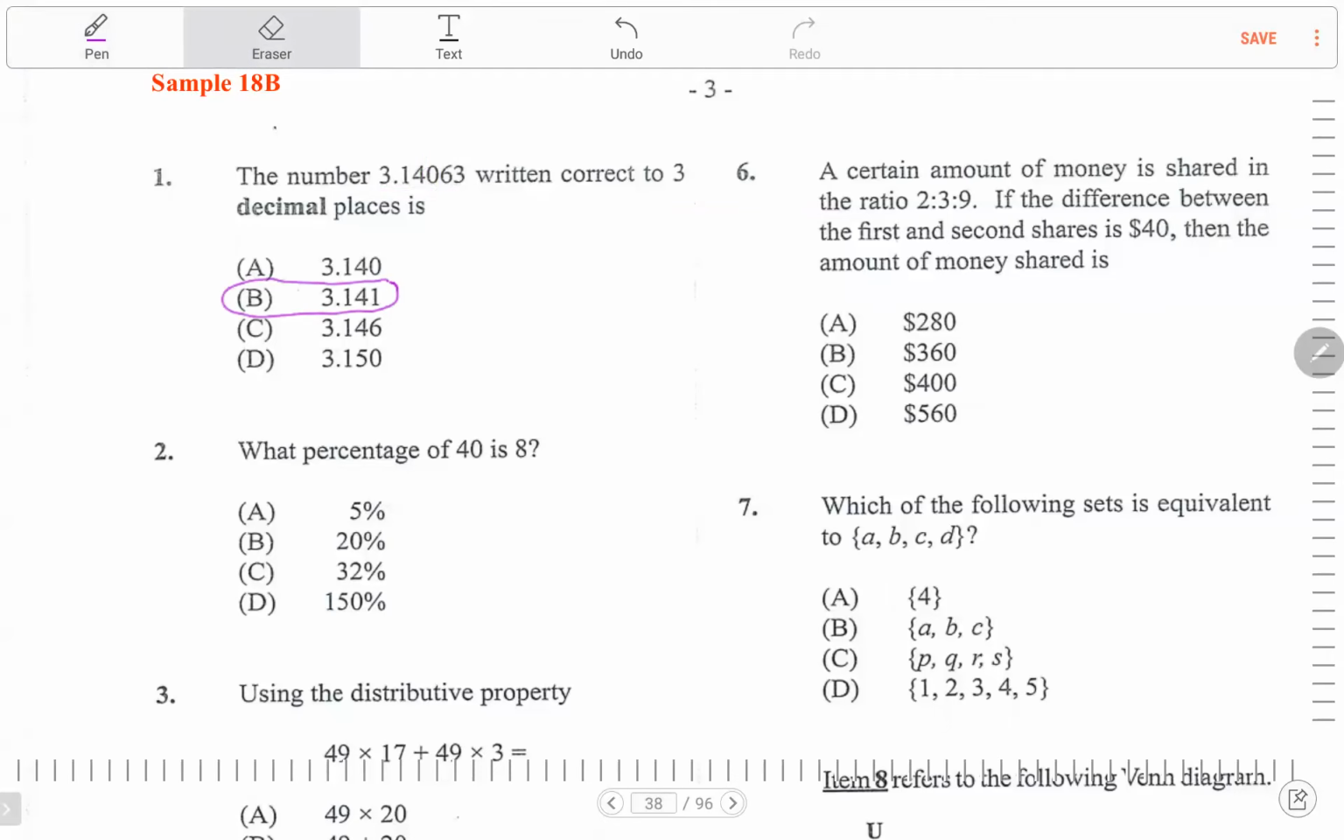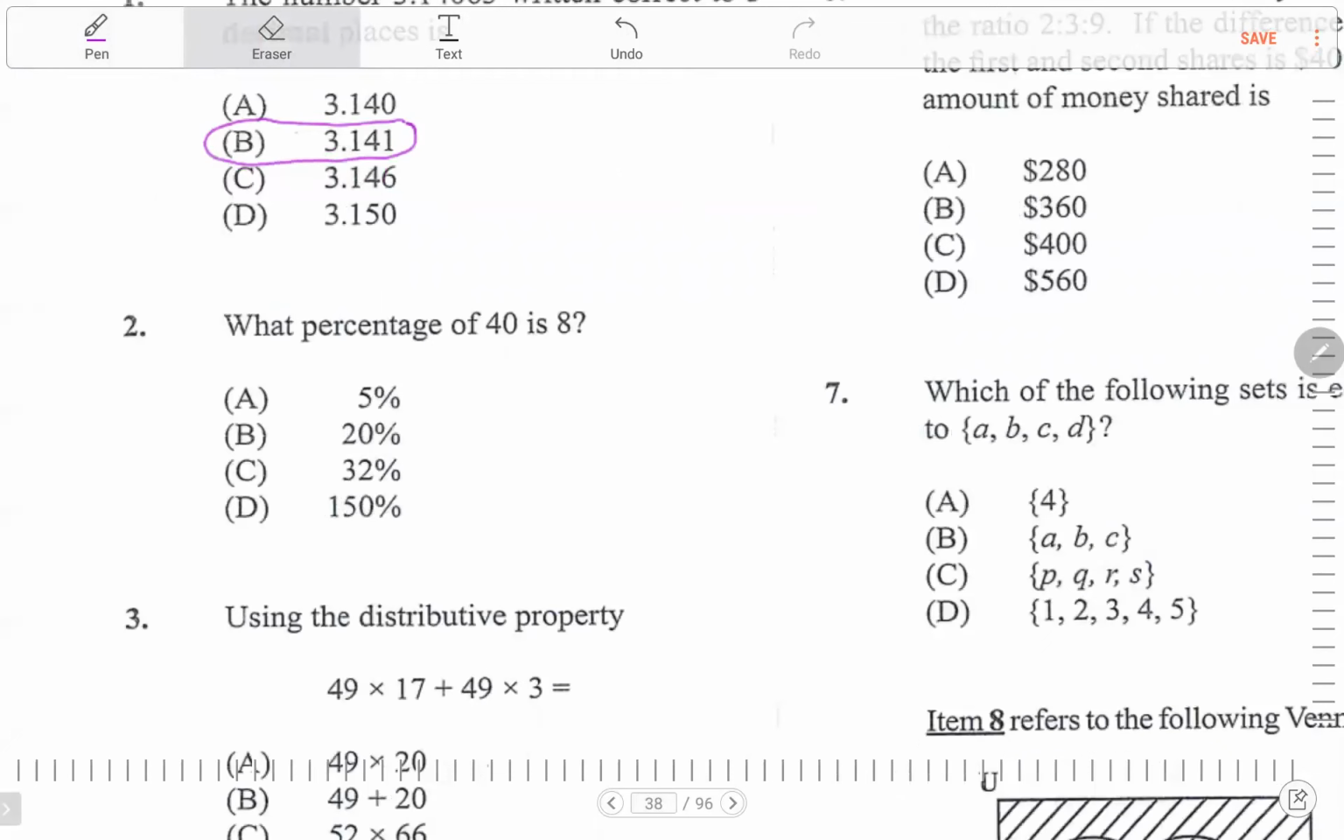All right, we did this question earlier, and the answer was 20. What percentage of 40 is 8? This was on the first paper we did, so I'm skipping over that one.